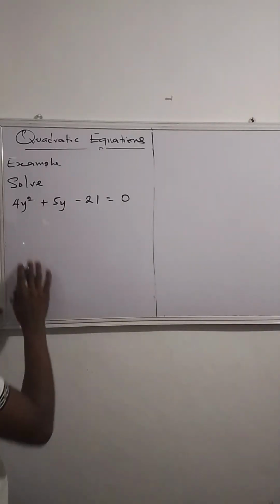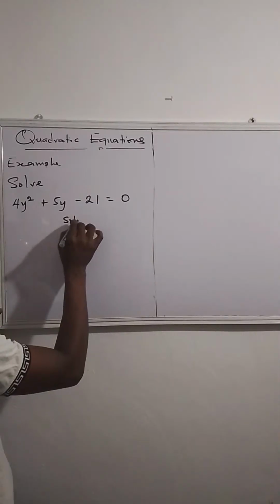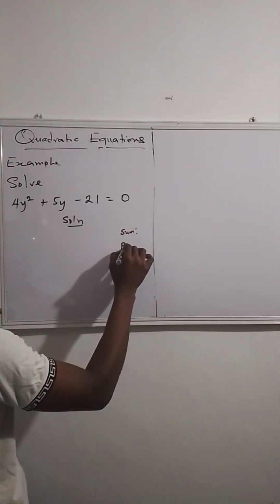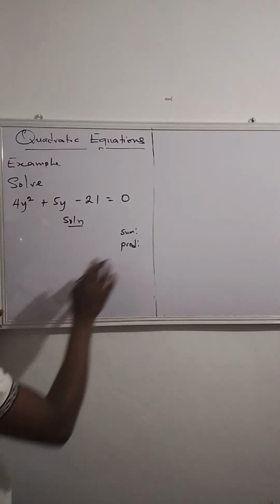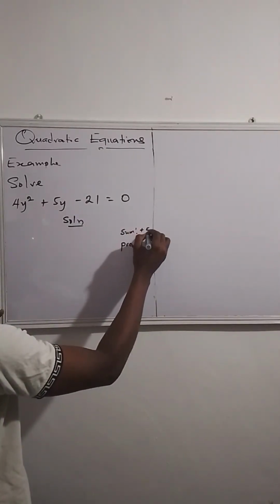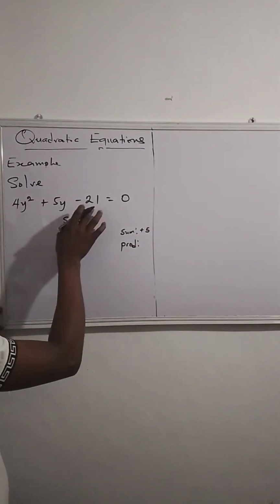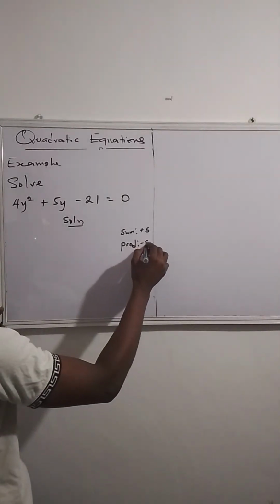So we need to divide this into two parts. Okay, so you look for the sum and product. So what is going to be the sum? Sum is the coefficient of y, that is plus 5. And what is going to be the product? 4 times minus 21, that is minus 84.